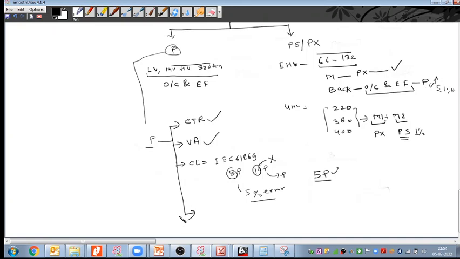Fourth parameter. In the metering we have taken the instrument security factor, but when it comes to P class, we do not take the instrument security factor. In place of the instrument security factor, we take the accuracy limit factor.